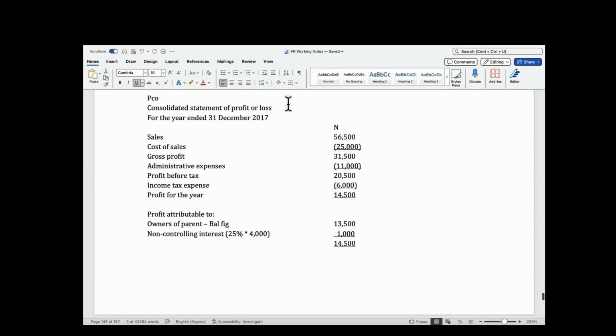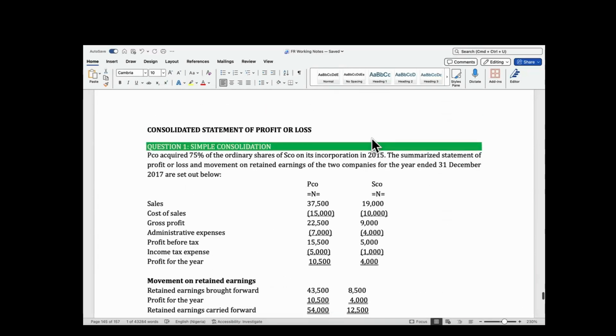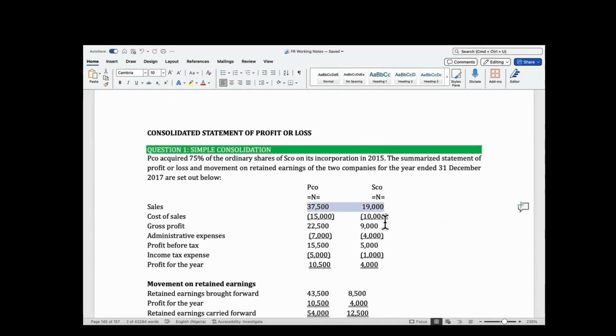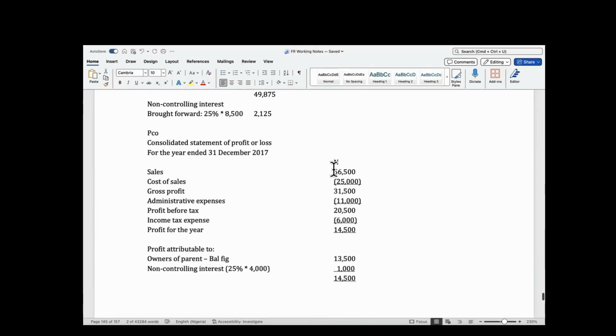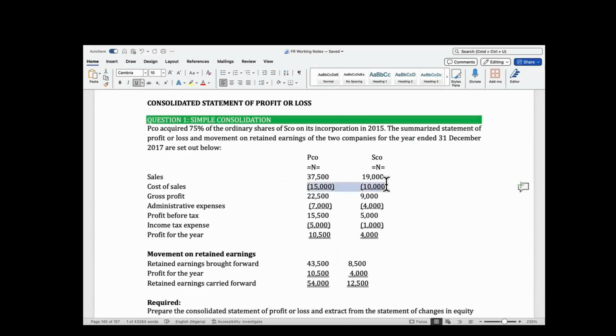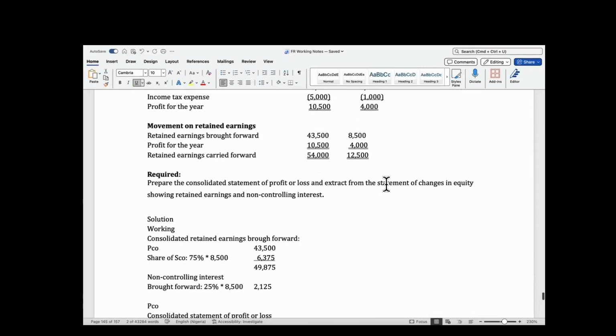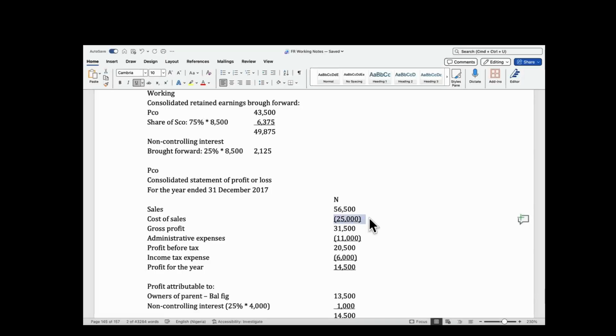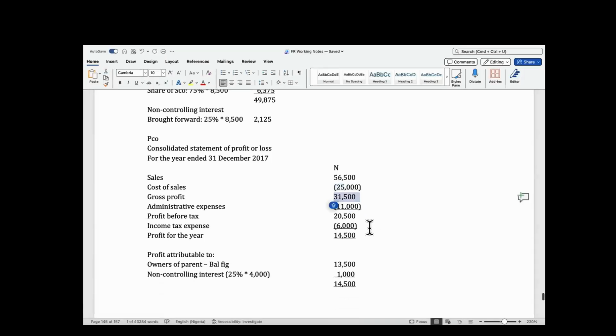In my statement of profit or loss, for the sales, I had together the sales of the parent and the subsidiary, which is 37,500 plus 19,000. That gives me this 56,500. I did the same thing for the cost of sales, 15,000 plus 10,000. That gives me 25,000. Then I got my gross profit. I did the same thing for admin. I got my PBT. I did the same thing for income tax. Then I got my profit for the year.